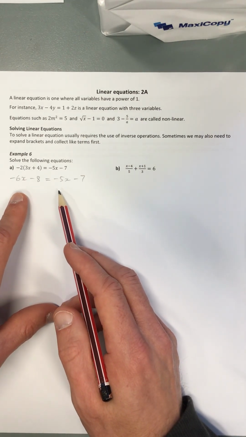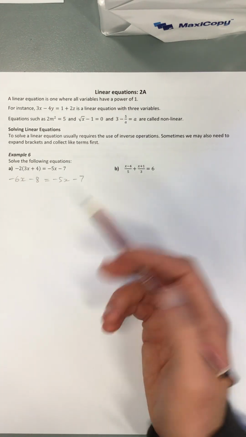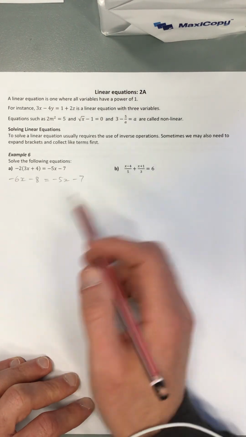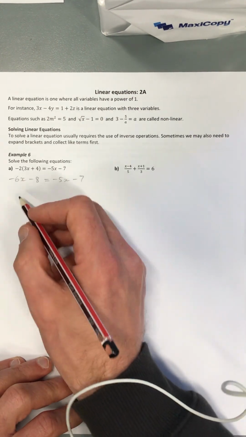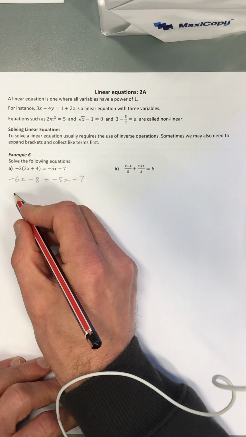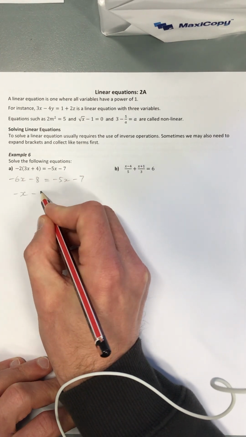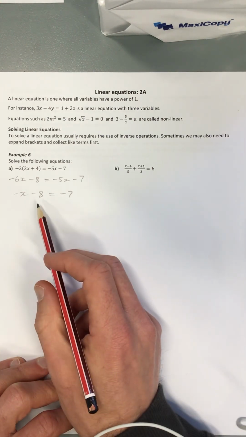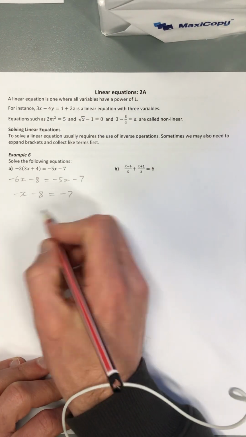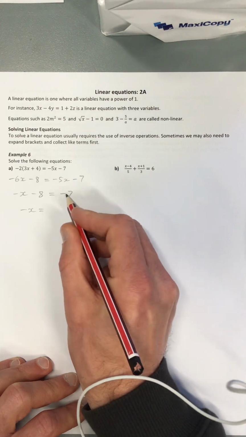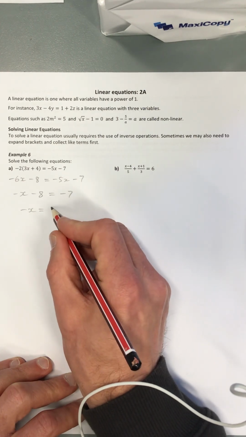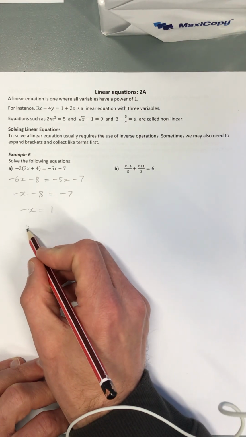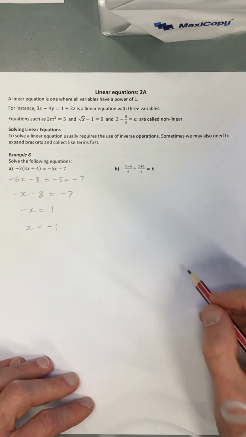We've got negative 6x on one side, negative 5x on the other side. We want to get them together. It doesn't really matter which side you move it to, it's kind of just personal preference. I like to get x to the left-hand side, everything else to the right. So I'm going to add 5x to both sides here to get negative 1x take away 8 equals negative 7. Then take the negative 8 over by adding it, so negative x equals negative 7 plus 8, which gives me 1, and divide both sides by negative 1 to make this positive x equals negative 1.